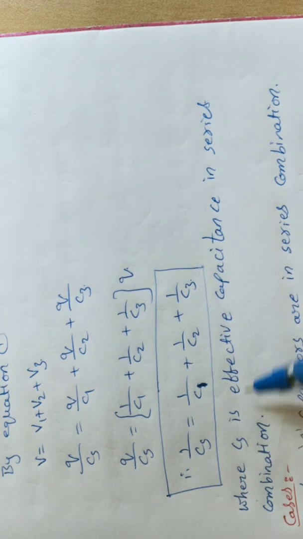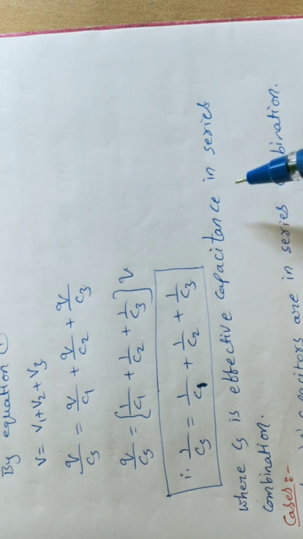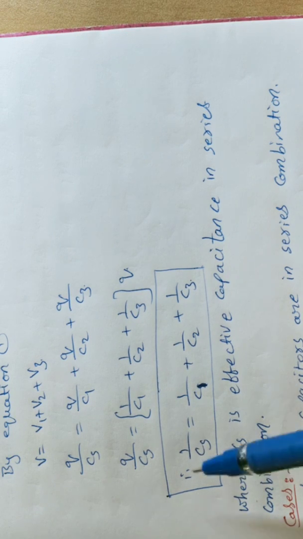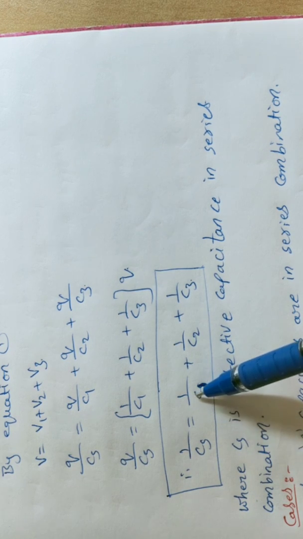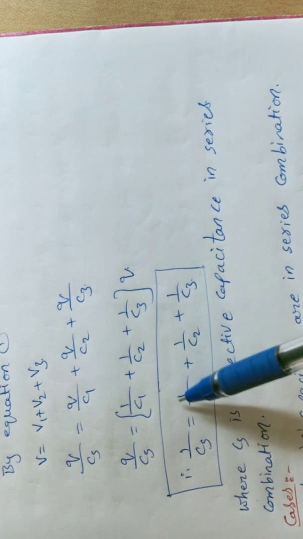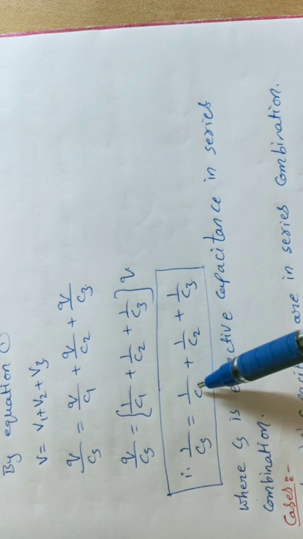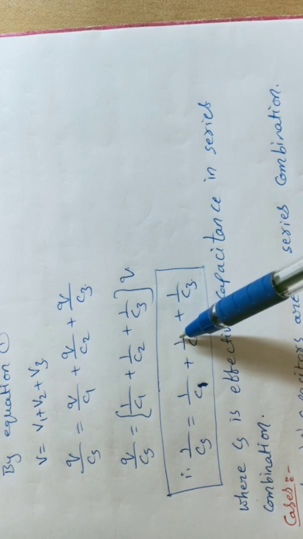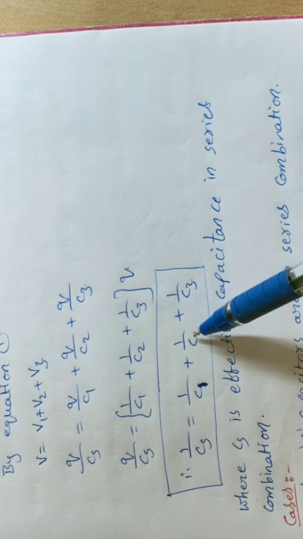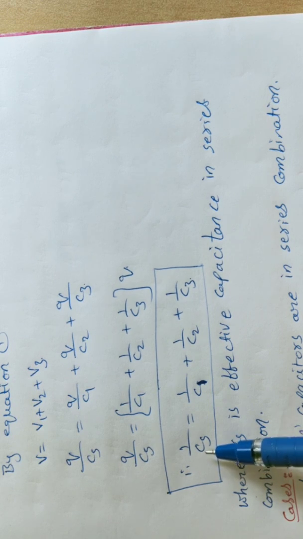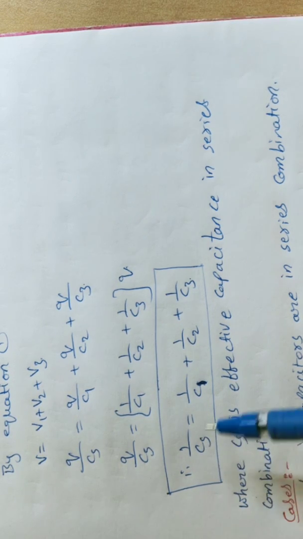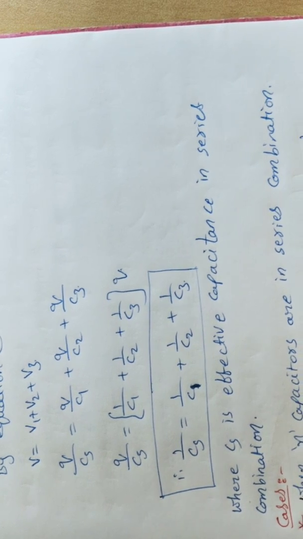Here CS is the effective capacitance in the series combination. How do we define it? In a series combination, the reciprocal of the effective capacitance is equal to the sum of the reciprocals of the individual capacitances. For example, 1 by C1 is the reciprocal for the first capacitance and 1 by C2 is the reciprocal for the second capacitor, and so on. Finally we obtain 1 by CS equals 1 by C1 plus 1 by C2 plus 1 by C3. Like this we can find the effective capacitance in a series combination.